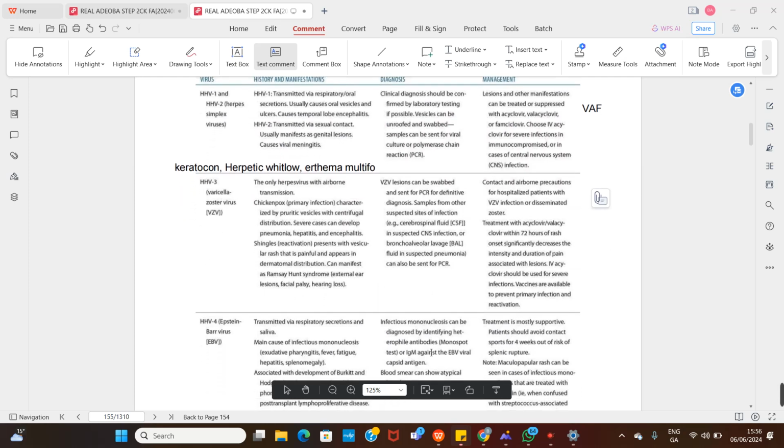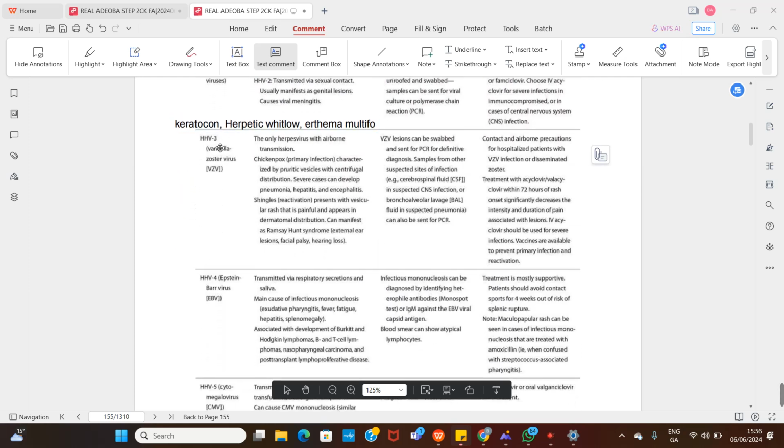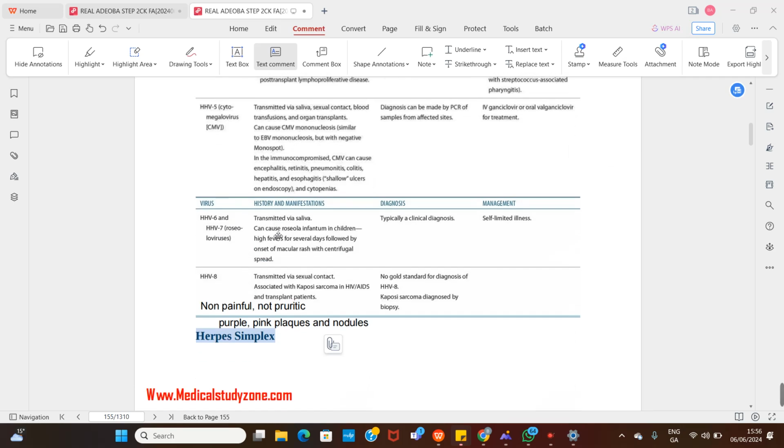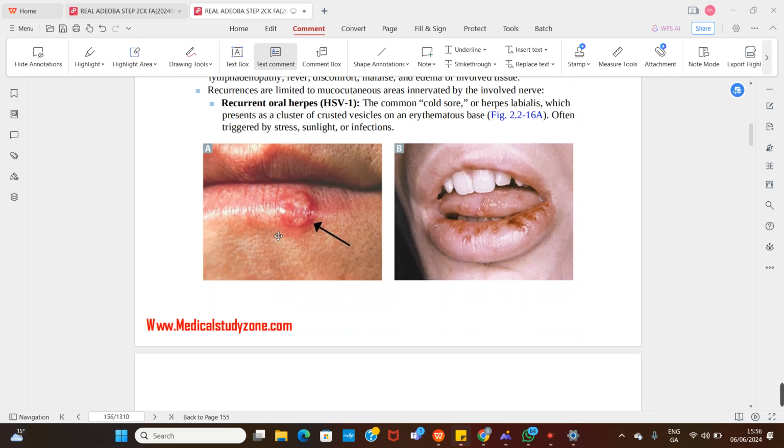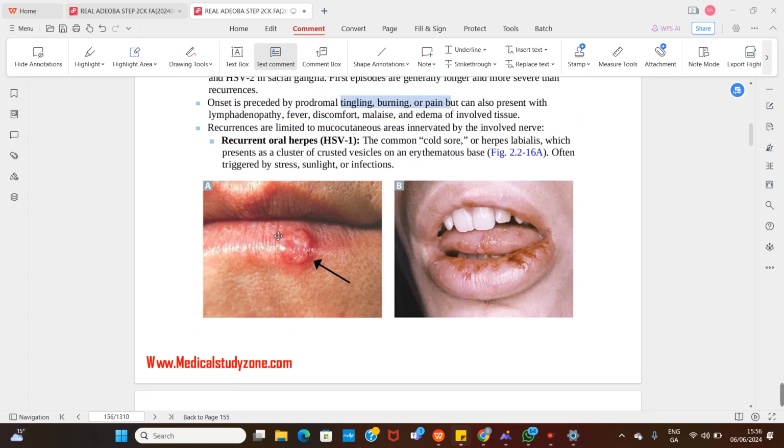So moving on to the third one, which is human herpes virus type 3. That's the varicella zoster virus. So it is majorly transmitted through the airborne route, right? And you have two spectrums of infection: chickenpox, which is a primary infection, and when the chickenpox becomes latent and becomes activated later, it becomes shingles. So I want to see if we have some lesions.